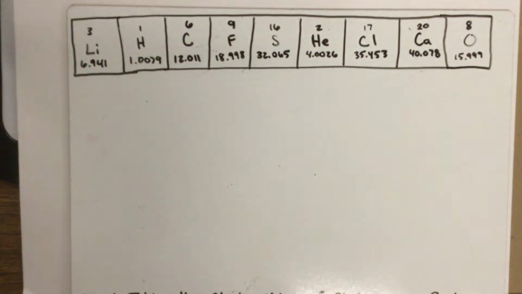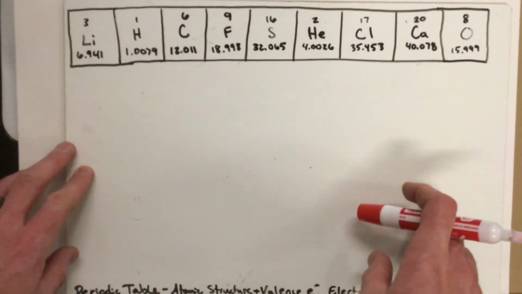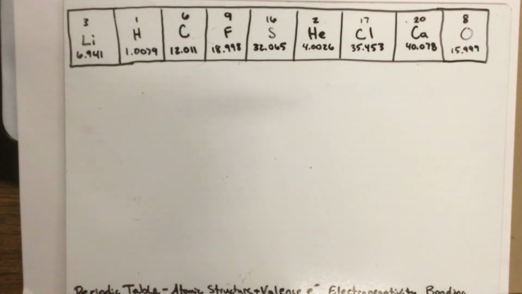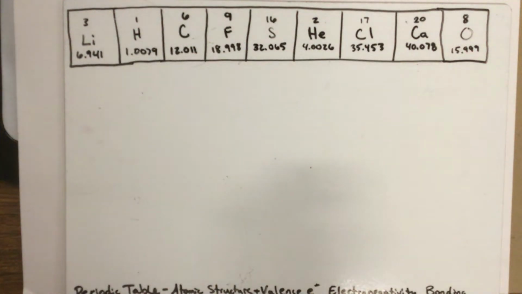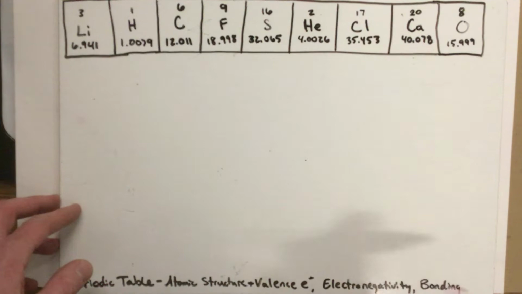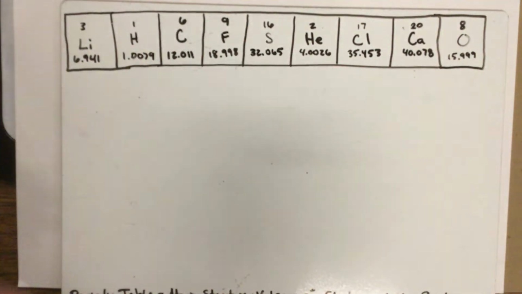Now what we're going to do is talk a little bit about the periodic table, what we can get from there, what we can know about an atom's structure from the information given in the periodic table. We'll talk about a few things like valence electrons, electronegativity, and then ultimately what really matters is how atoms bond.